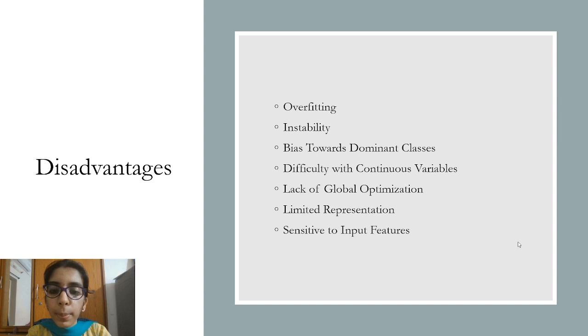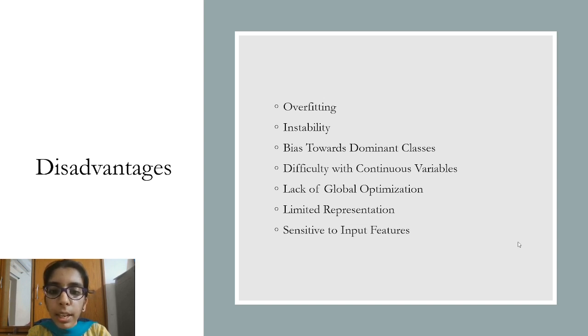This bias can be problematic for imbalanced datasets where one class is significantly more prevalent than others. Difficulty with continuous variables. While CART handles categorical variables well, it may struggle with continuous variables, especially if they contain many unique values. CART typically partitions continuous variables into intervals, and the choice of split points can significantly impact the resulting tree structure.